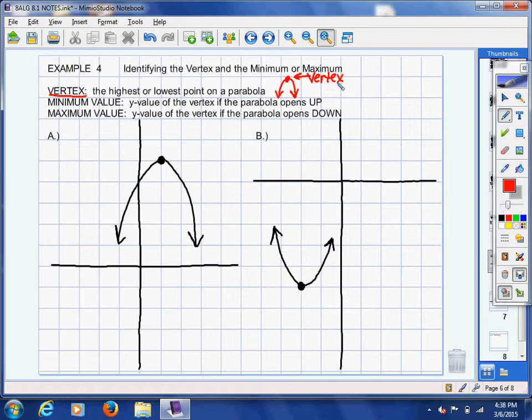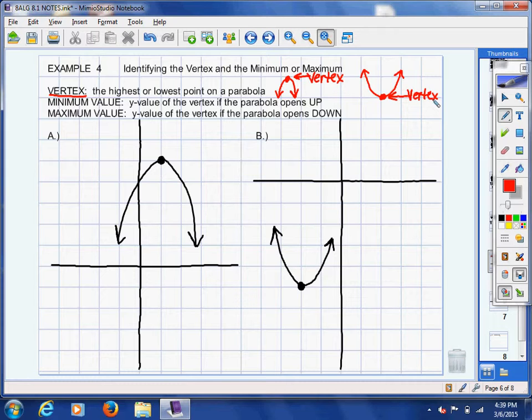Now if it opened down, what if it opened up? Well, it's your bottom point. That's your vertex right there. I just wanted to point that out. It's the highest or the lowest point on a parabola, and it's the name of a point. So if you're asked what is the vertex, it's the name of that point. That's the highest point if your parabola opens down, or it's the lowest point if your parabola opens up.